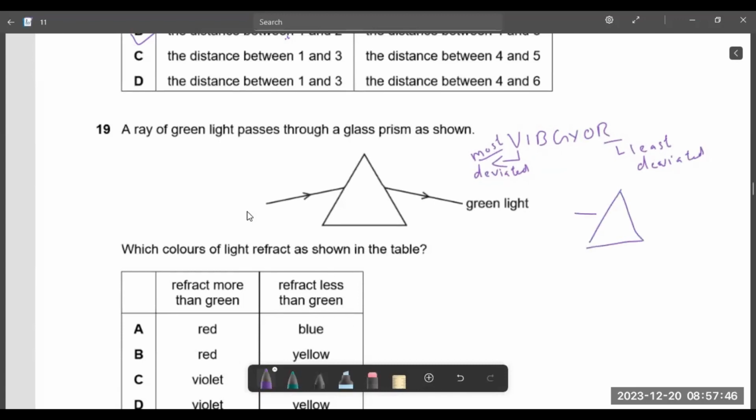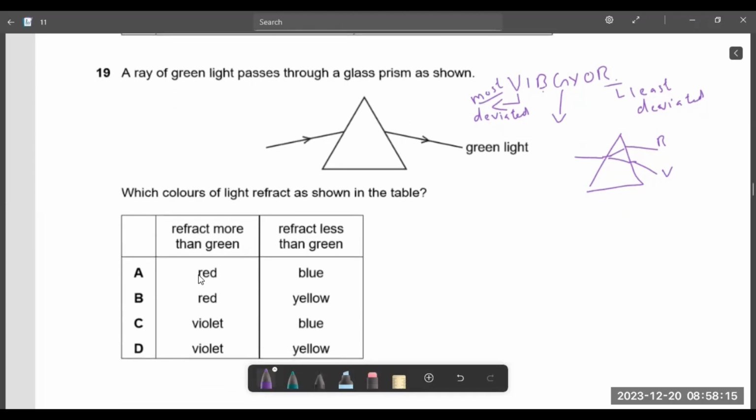So when light is falling, it will get refracted. This will be red and this will be violet. Most deviated will be violet and least deviated will be red. And the remaining all will come in between. So this is the green color. So violet, indigo and blue will be deviated more than green, and yellow, orange, red will be deviated less than green.